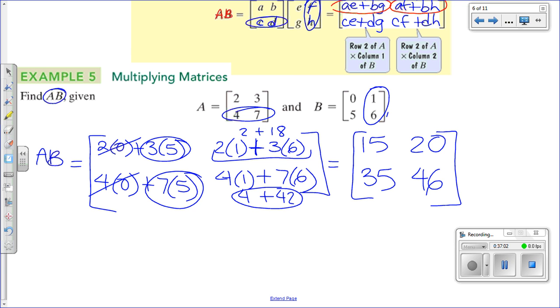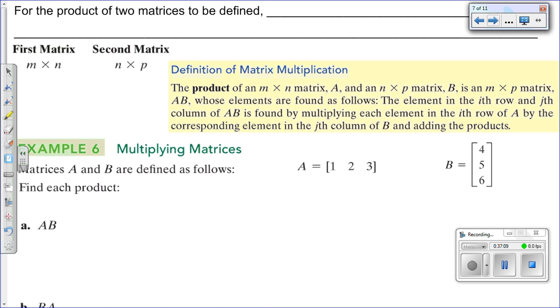Okay, so that is matrix multiplication of a 2 by 2. If you did not understand, feel free to go back in the video.